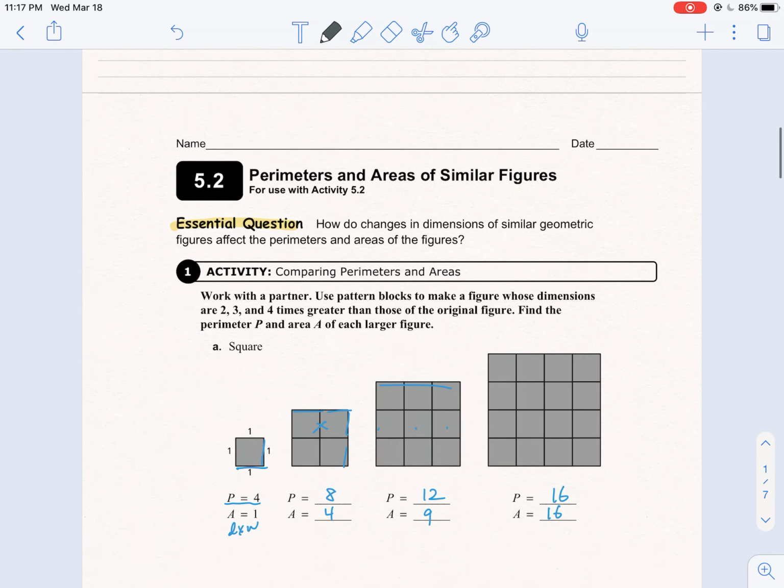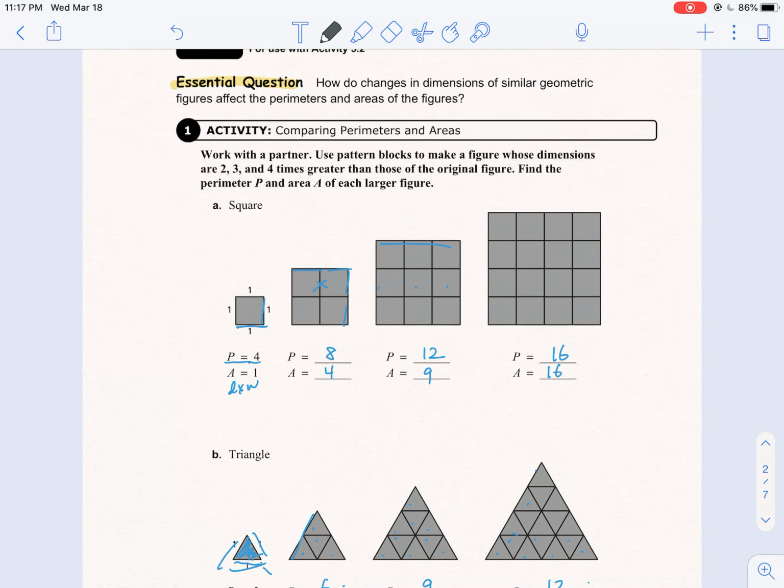So if you want to go back, you can go back and see. Because the ratio of their perimeters, right? This was 1, this was 2. So if you say ratio of the sides or the perimeters, 1 to 2, 4 over 8, they're the same. Same thing with 8 and 16. If you do 2 for the sides and then 4 for the sides, right?